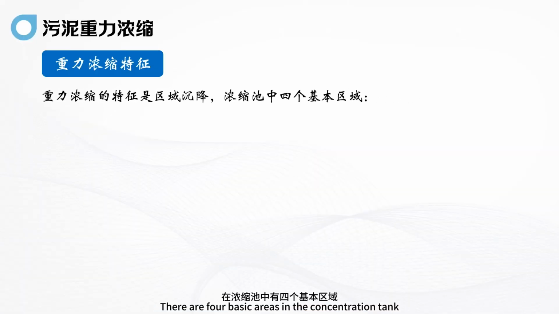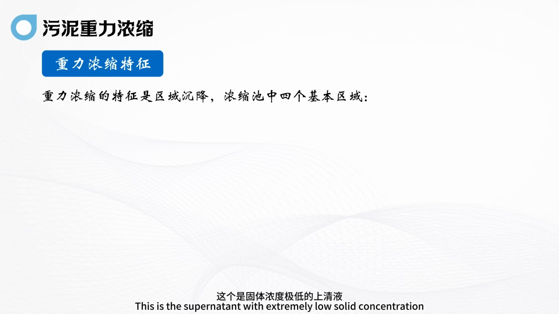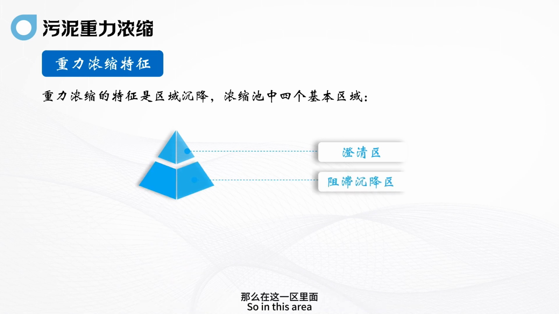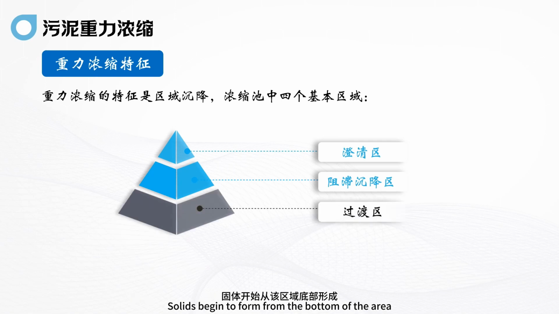There are four basic areas in the concentration tank. The first is the supernatant with extremely low solid concentration. The second is the resistance settlement zone. In this area, suspended particles move downward and settle at a constant speed. Solids begin to form from the bottom of the area.